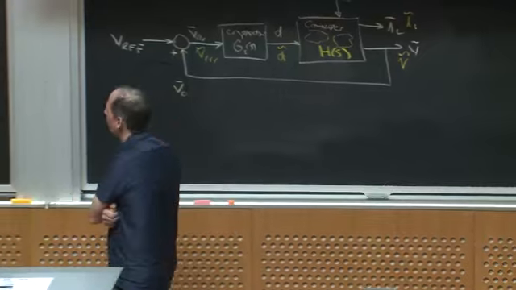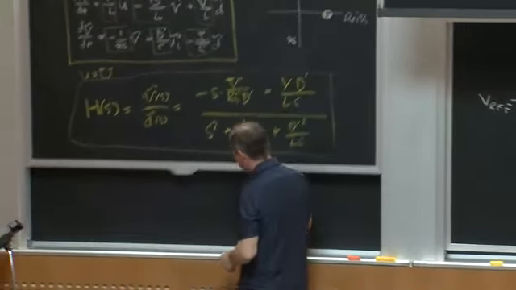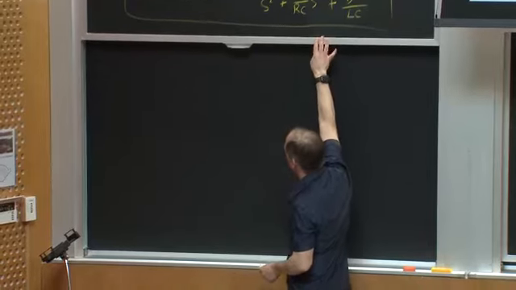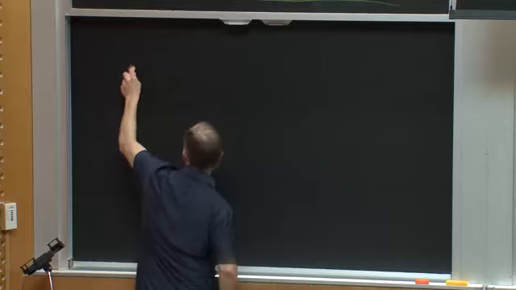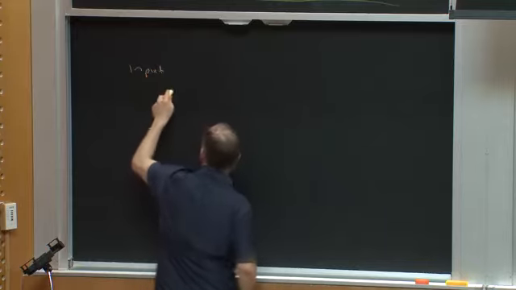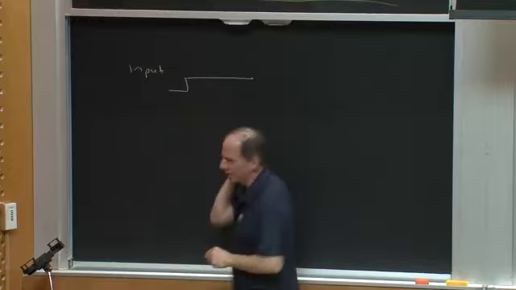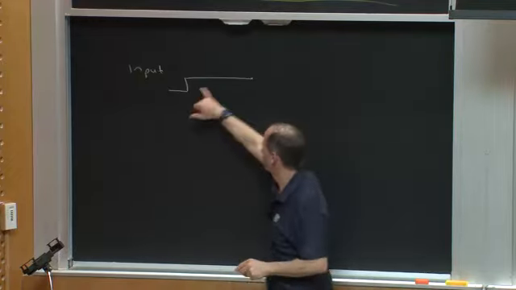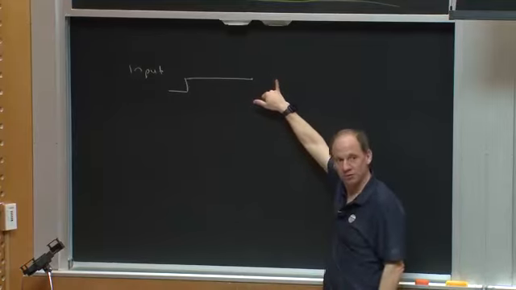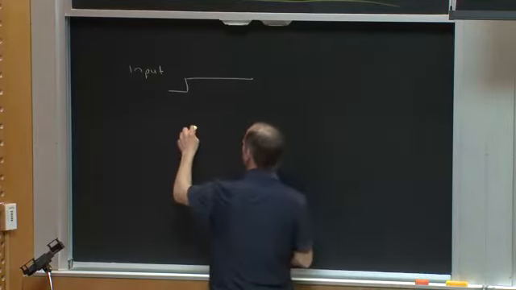What does a right half plane 0 tend to do? If I take a system with a right half plane 0 and I step the input, so suppose here's my input, right? And I step my input up a little bit. What I expect, eventually what I want, is that the output should go up too, right? A system with a right half plane 0 tends to do this.